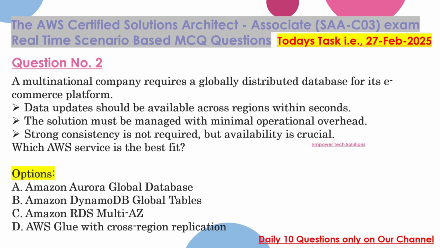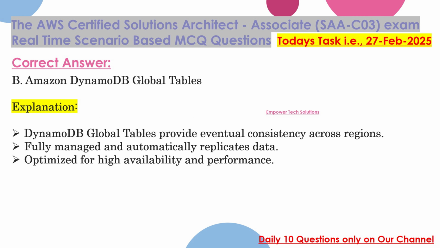Options: A. Amazon Aurora Global Database. B. Amazon DynamoDB Global Tables. C. Amazon RDS Multi-AZ. D. AWS Glue with cross-region replication. Correct answer: B. Amazon DynamoDB Global Tables. Explanation: DynamoDB Global Tables provide eventual consistency across regions. Fully managed and automatically replicates data. Optimized for high availability and performance.